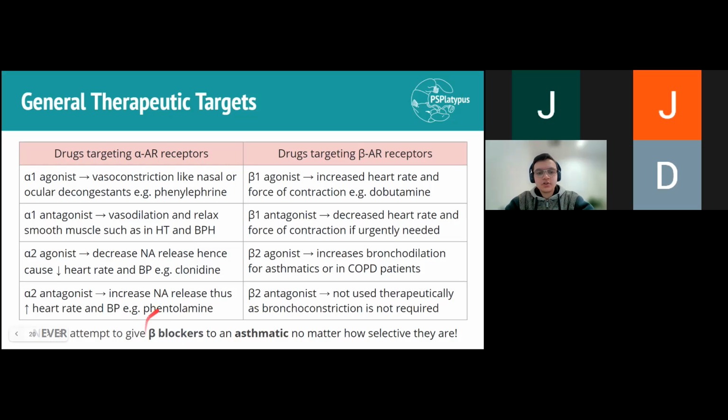And it's crucial also to remember that it doesn't matter how selective it is. So I did mention that bronchodilation is mainly through your beta 2, because you've got 2 lungs, but it doesn't matter if it's a beta 2 blocker or if it's a beta 1 blocker. They're not very selective. So beta 1 can also bind to a beta 2 receptor and cause this sort of effect. So just completely avoid any beta blockers in any of these asthmatic patients.